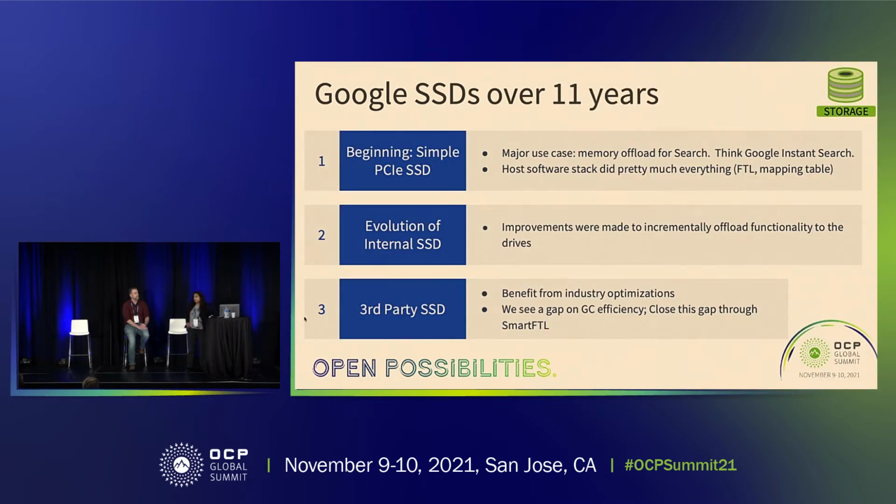Google has been developing SSDs since 2010, so we have had a decade of experience. We know how these drives operate in our data centers for the myriad of use cases. We have in-depth knowledge of the detailed drive design and its operations. We started with the memory offload use case with search, with a simple PCIe SSD. Think instant search: they needed a DRAM offload, and SSD was born for us.